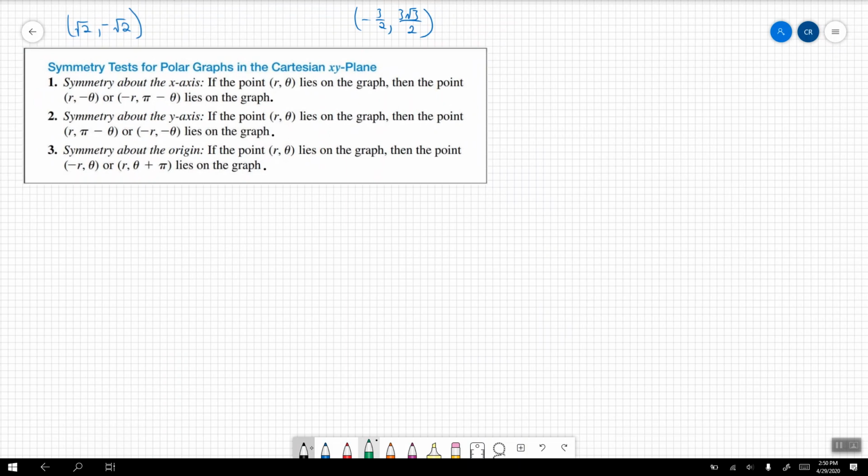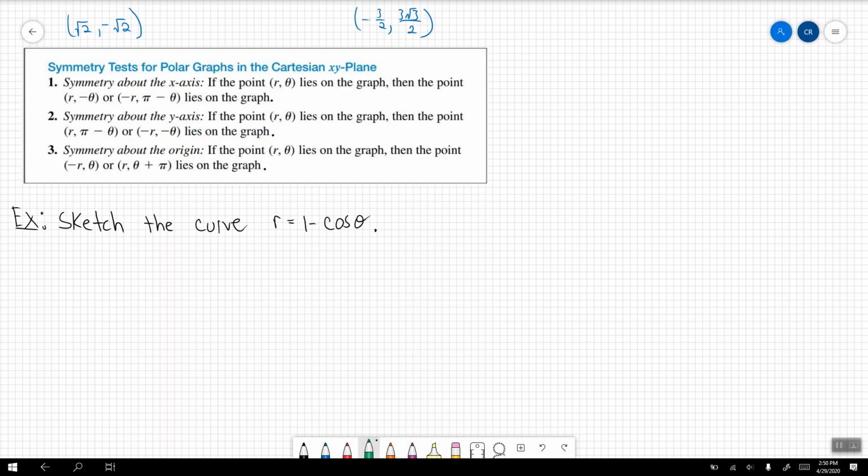Now what I'm going to do here is start off with an example, and I'm going to want to sketch this curve, which is r is equal to 1 minus cosine of theta. All right, so this is one of the first curves that I want to sketch.